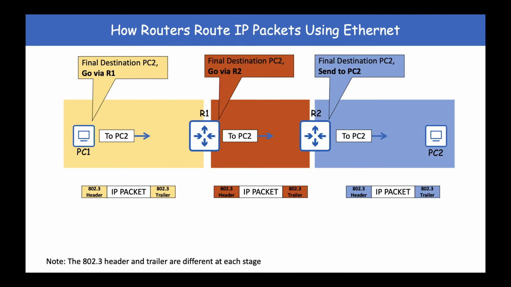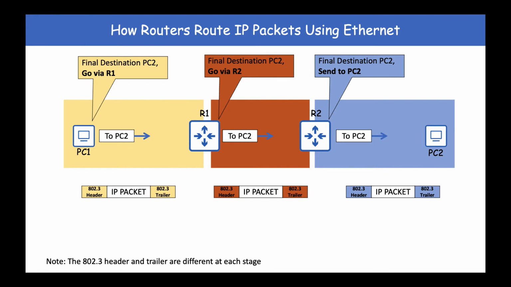Here I would like to point out once again that the 802.3 header and trailer at each stage is different. PC1, when sending the packet to router 1, which is destined to PC2, makes the 802.3 header and trailer, which gives the source as PC1 and the destination as router 1 for that frame. Not for the packet, but for the frame. Right now, what you need to understand is that the 802.3 header and trailer contains the MAC information. Don't get confused if you're not able to understand it. But right now, if you understand only this part, then it is good enough.